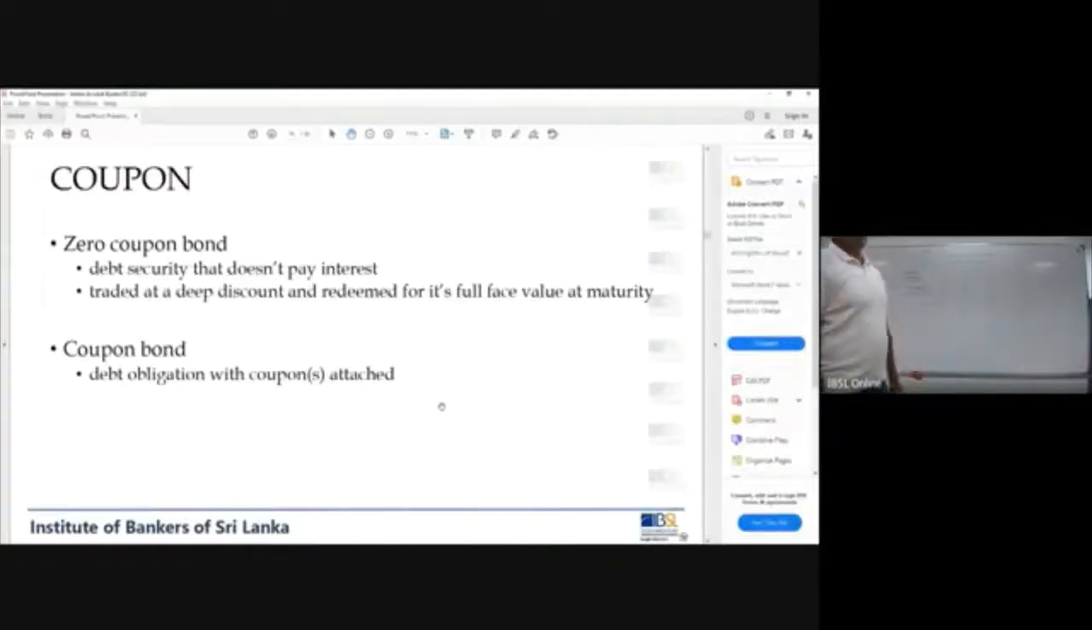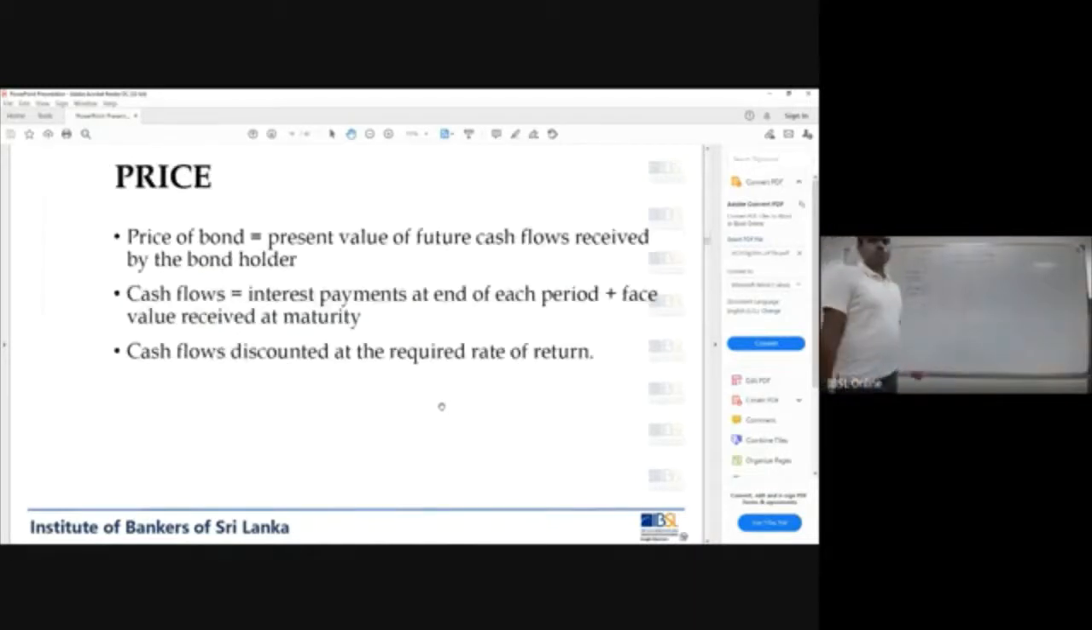So coupon bond is a debt obligation with coupons attached, like what we just discussed. Zero coupon bond is also like coupon bond. The only thing is the coupon you get is zero. Then the price of a bond is the present value of future cash flows received by the bondholder. It's called the price of a bond.